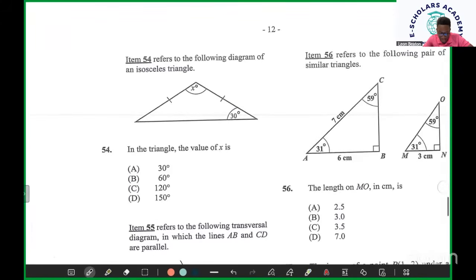All right, item 54, refer to the following diagram of an isosceles triangle. The value of x is, so we know if this is 30, this is also 30. So 180 minus 30 and 30 is 60. So x will be equal to 120. So C.